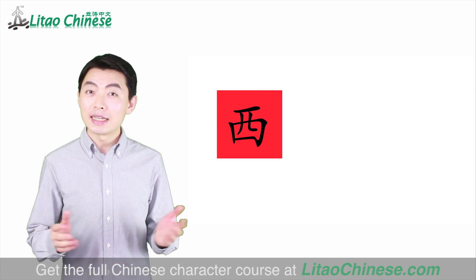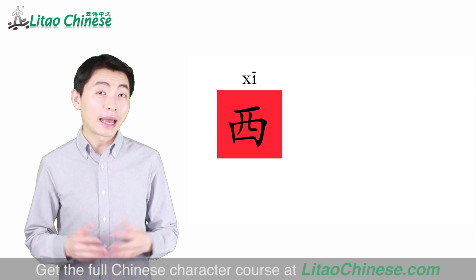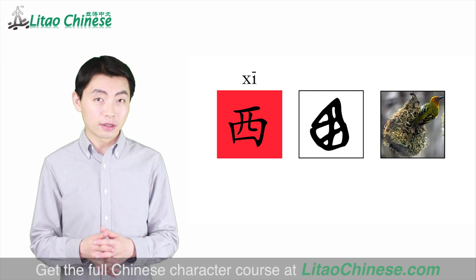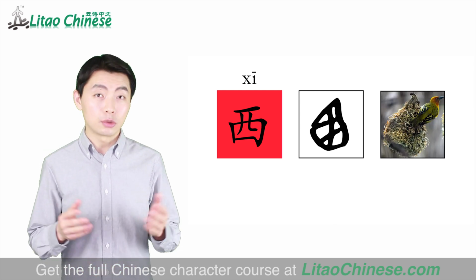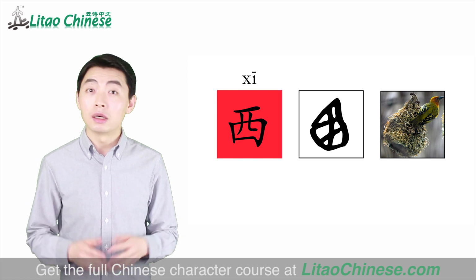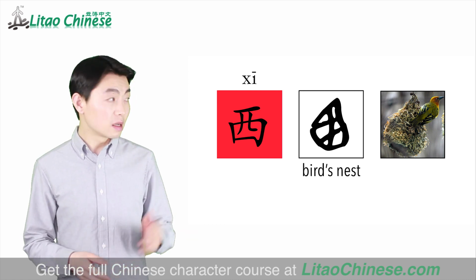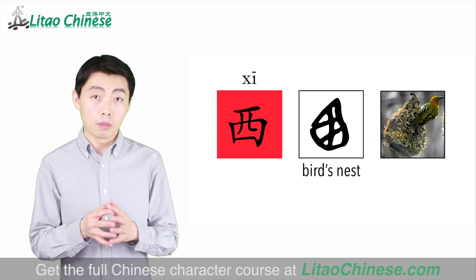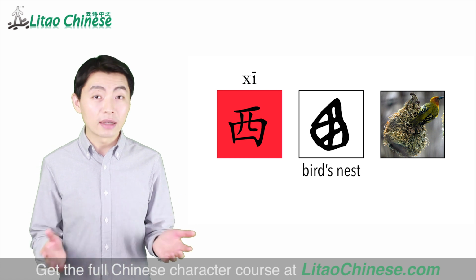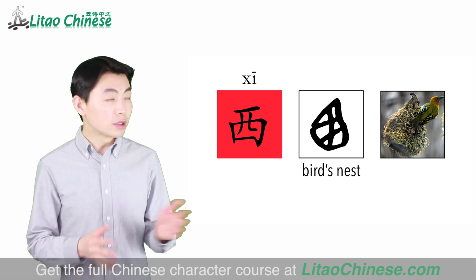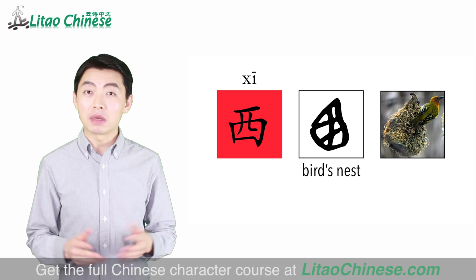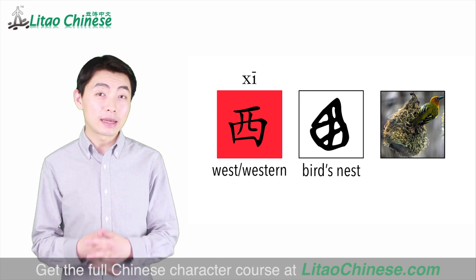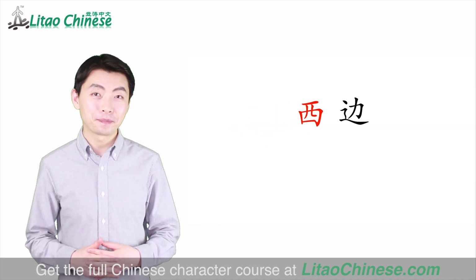This character is 西. Its ancient written form is like this. It looks like a bird's nest. The character was originally made to represent a bird's nest, but the original meaning had already gone. Later, this character was borrowed to indicate the west direction. The current written form of the character 西 means west or western. Let's look at some examples with the character 西.